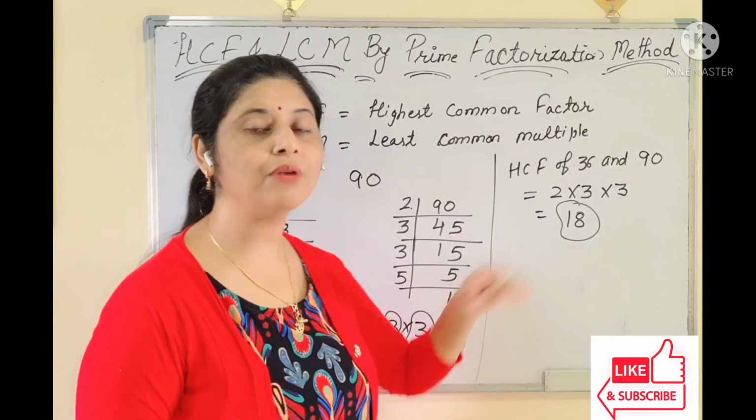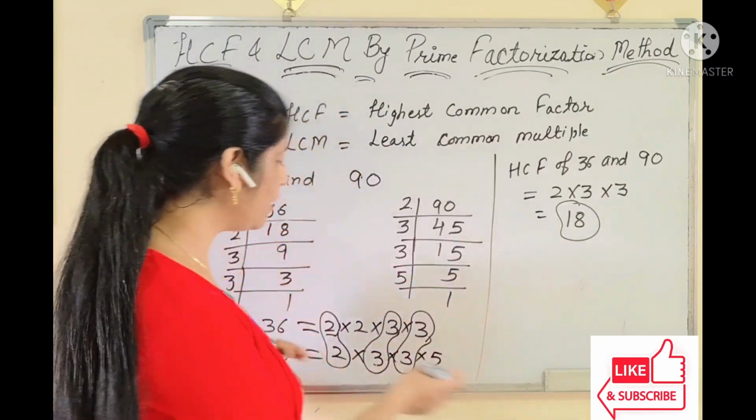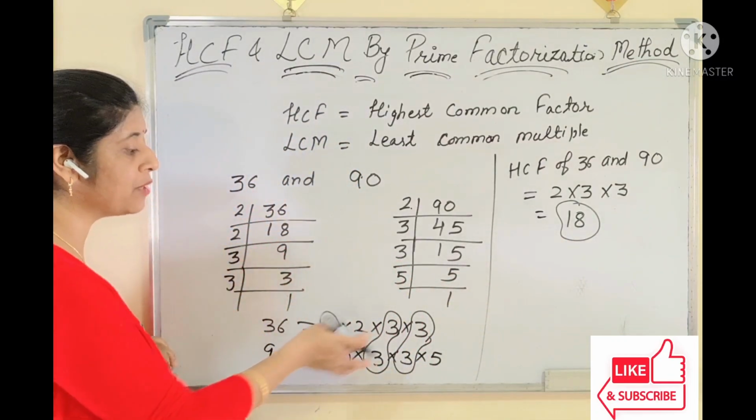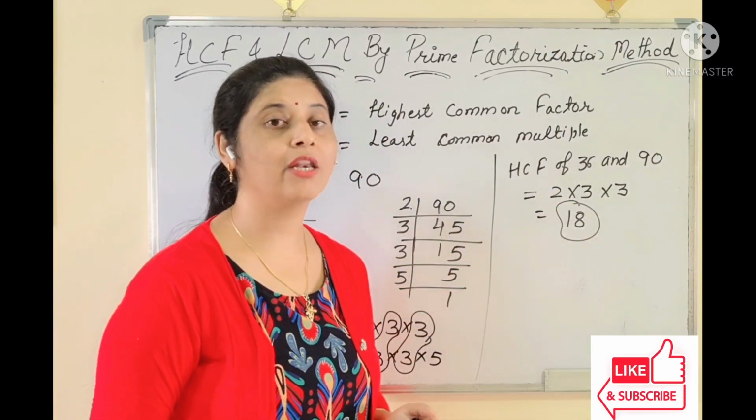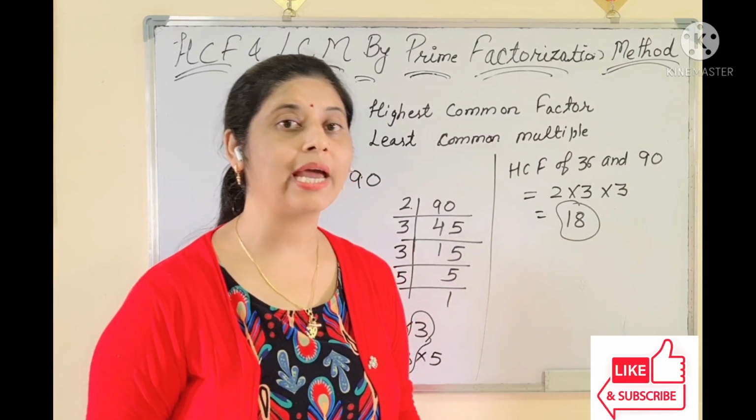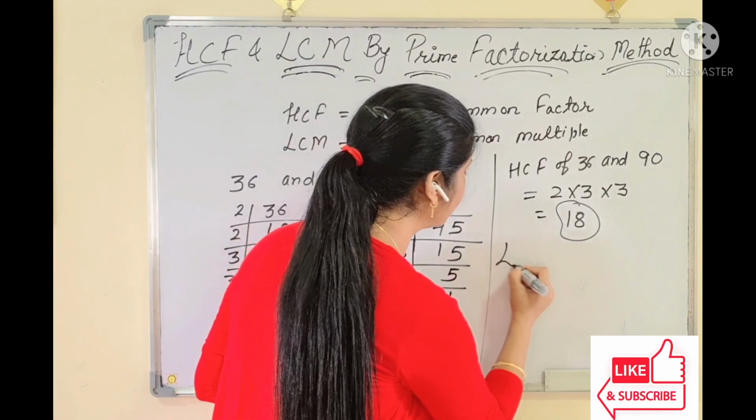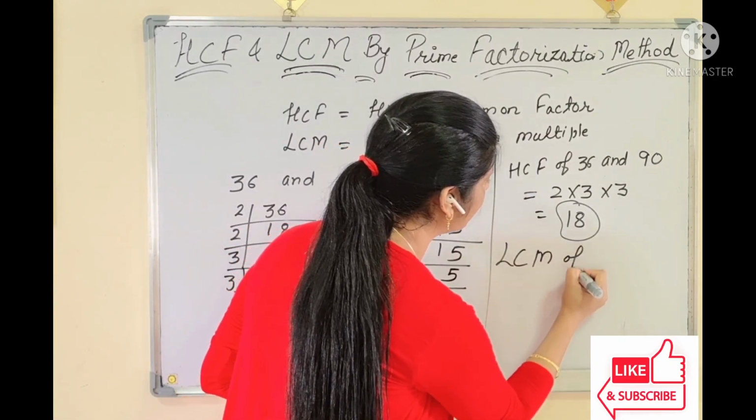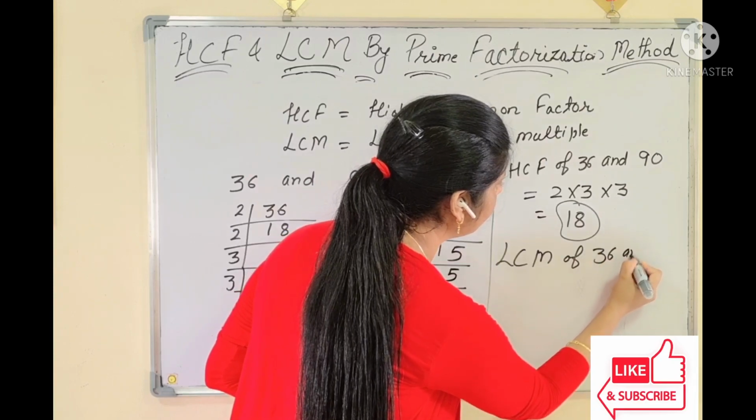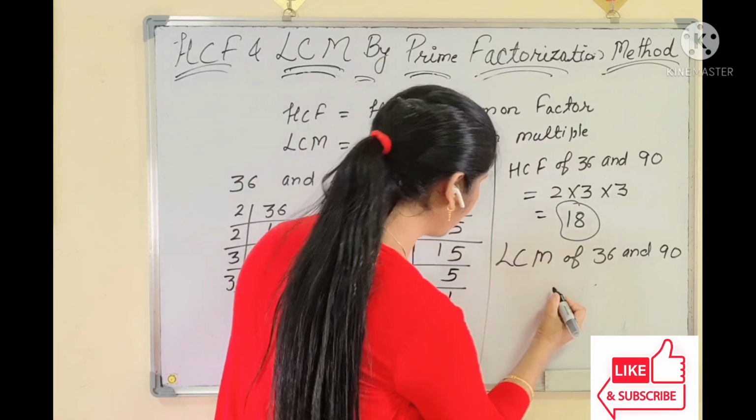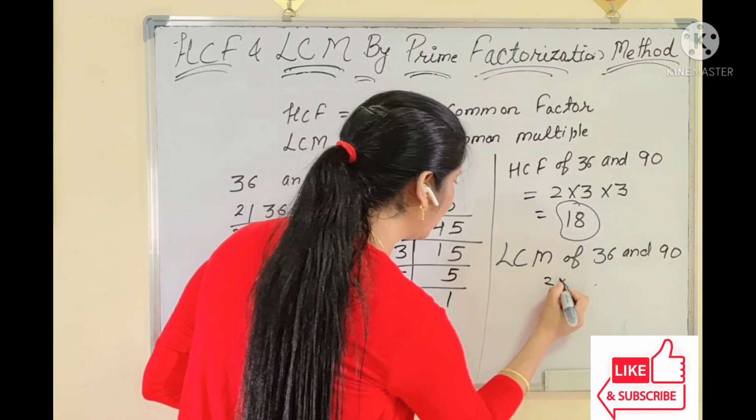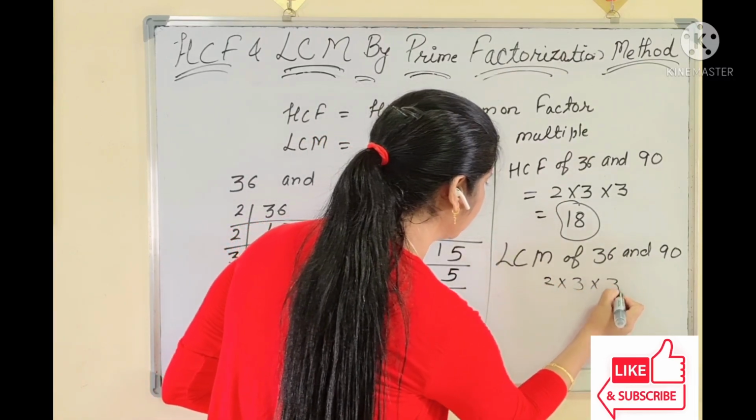In this way we can find out the HCF. We have to find the common factors in both the numbers and multiply all of them. This is very simple. Now the next step is to find the LCM. LCM is also very easy to find out. LCM of 36 and 90. First of all we will write all the common factors: 2 multiply 3 multiply 3.